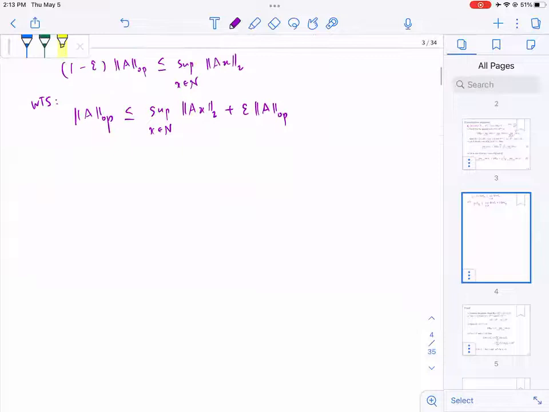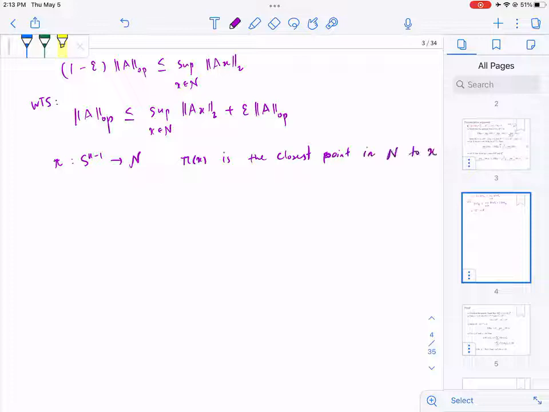Okay, great. So let's try that. I'm going to define this projection, which we probably haven't used here. I'm going to project from, let's say, S^(n-1) to the net N. So pi of x is the closest point in N to x. So by definition, the norm of pi of x minus x would be bounded by epsilon. Okay, this is the definition of an epsilon net. Okay, then what should we do?